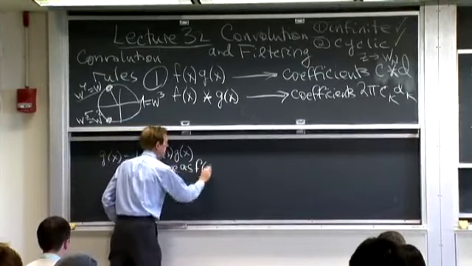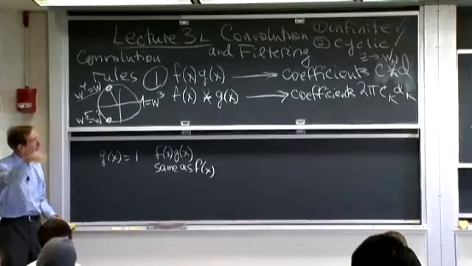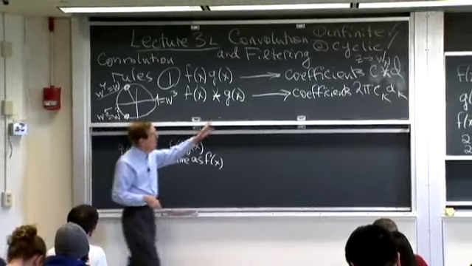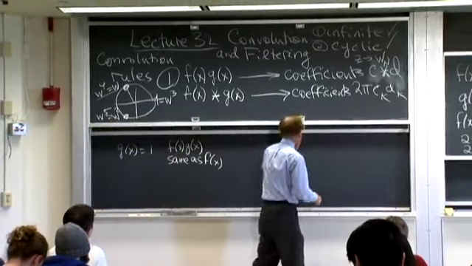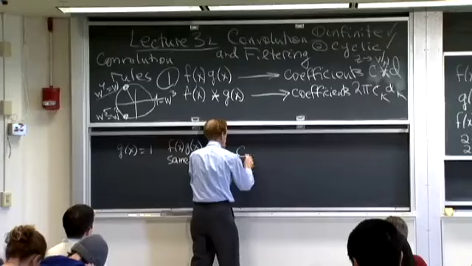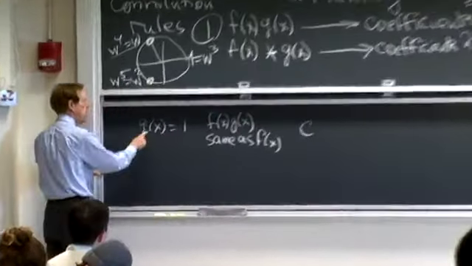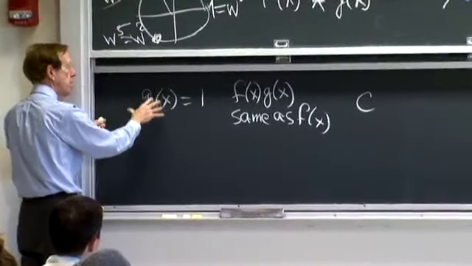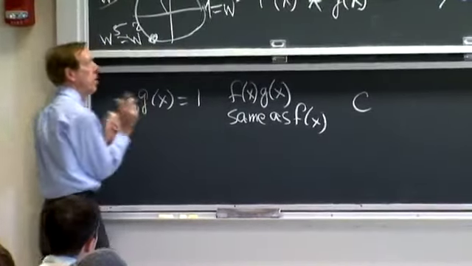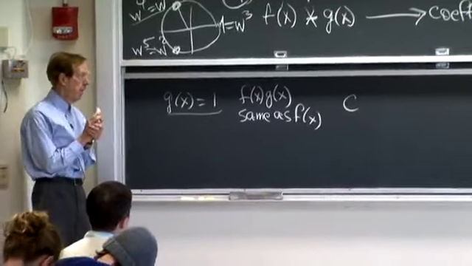Because this function g of x is so simple, it's just 1. Now, what about the coefficients? So I have the coefficients of C. What are the Fourier coefficients? What are the D's? I'm testing my rule on a really, really simple case, g of x identically 1.